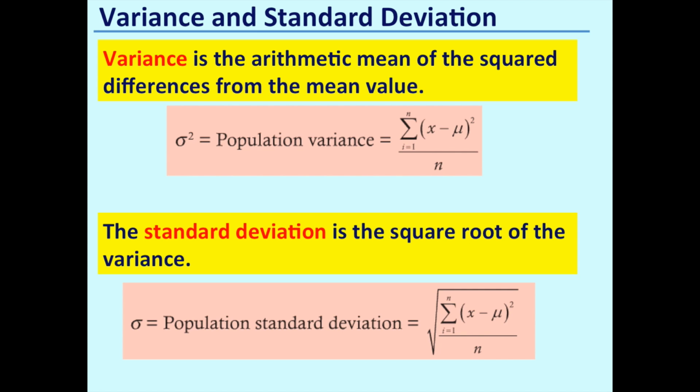We can see there that the population variance, sigma squared, is the sum of the squares of the differences between the data points and the mean, and then we're just dividing that by the number of data points. So this is the arithmetic mean of the squared differences from the mean value, and then the population standard deviation is just the square root of that.